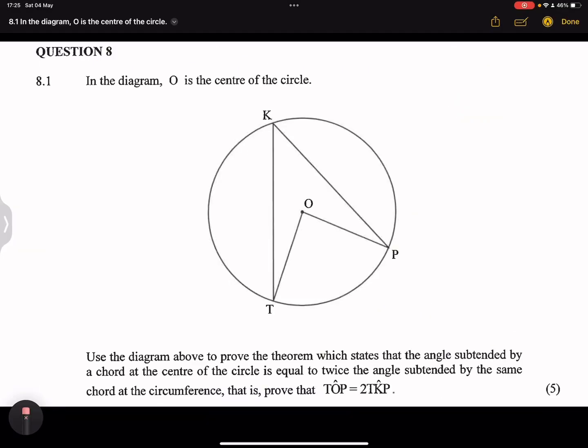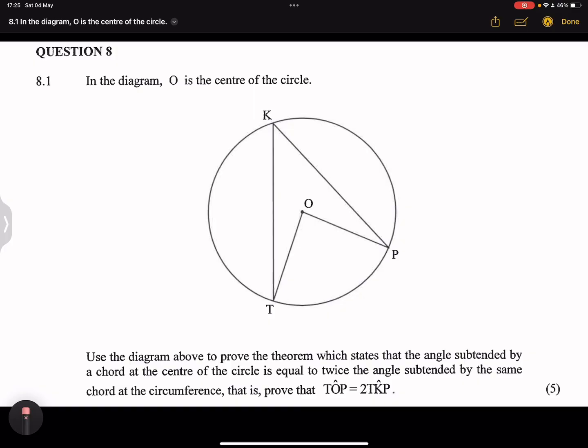Right, so going into question 8, they say in the diagram, O is the center of the circle, right? They say use the diagram above to prove the theorem which states that the angle subtended by a chord at the center of the circle is equal to twice the angle subtended by the same chord at the circumference. That is, prove that TOP is 2 times TKP. So we're just proving the theorem that says angle at center is equal to twice angle at circumference.